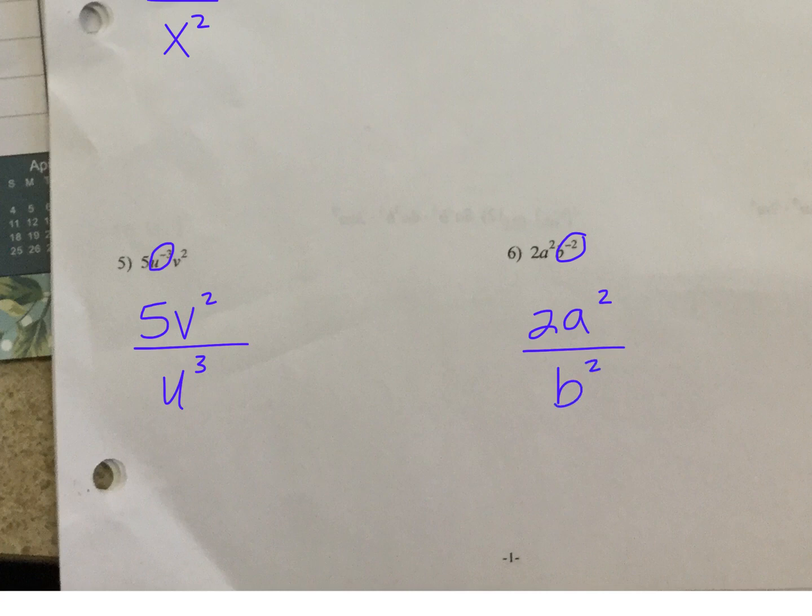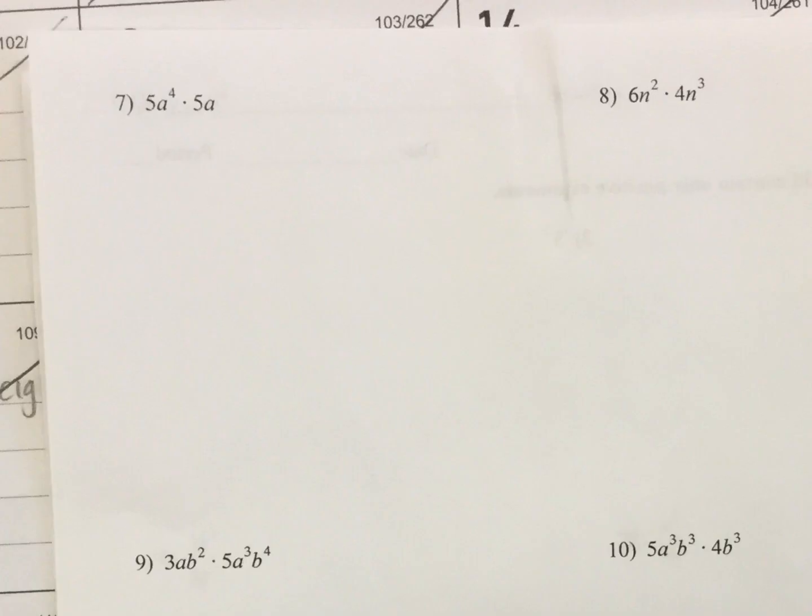All right, let's do number 7. In number 7, we multiply the big numbers, add the little numbers, and I'm going to put a little 1 there so I remember to add that one. 5 times 5 is 25. 4 plus 1 is 5. Multiply the big numbers, 24. 2 plus 3 is 5.